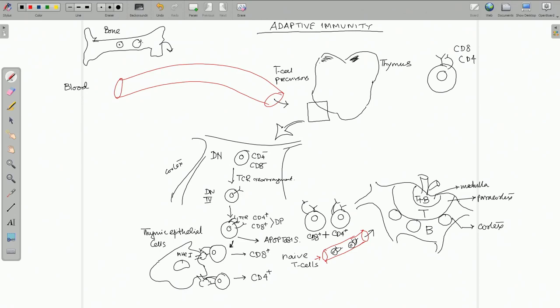Now, for the activation of the T cell, it has to meet the MHC molecule. The activation of the T cell requires a meeting between the MHC molecules and the T cell receptors and the coreceptors. This interaction is vital for activation of the T cells and further differentiation into different T cell types.